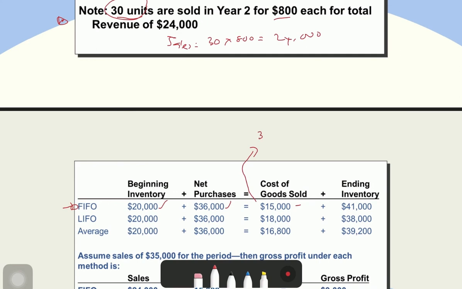Okay, 30 units yang kita jual tu dia ambil daripada first in. Maknanya first stock yang dia beli dulu, which is 500. So that's why dapat 15,000 dekat sini. Okay. And then the ending inventory.